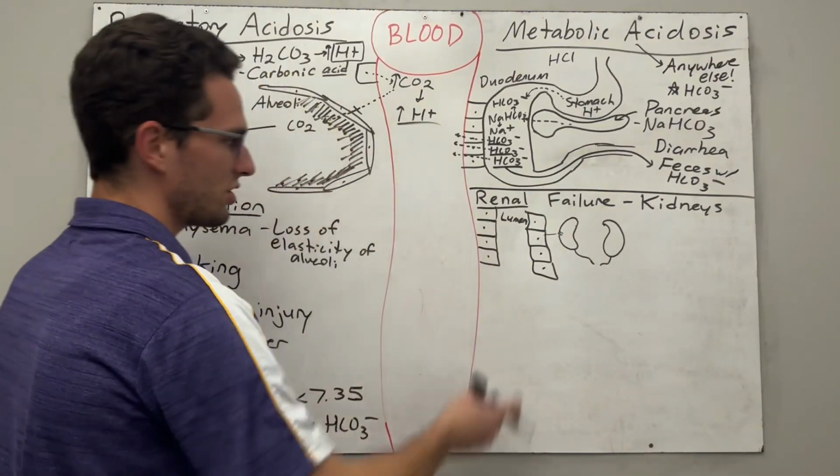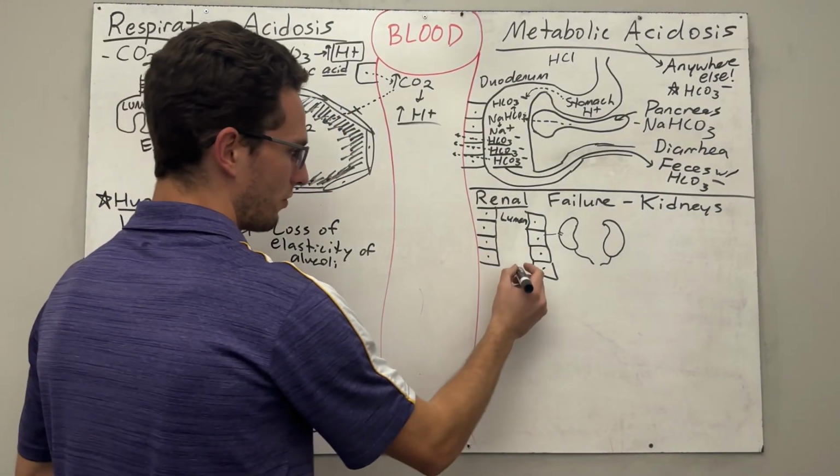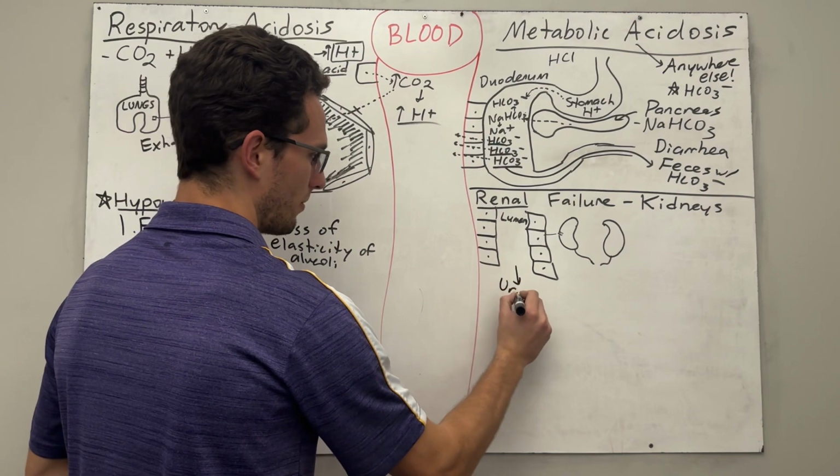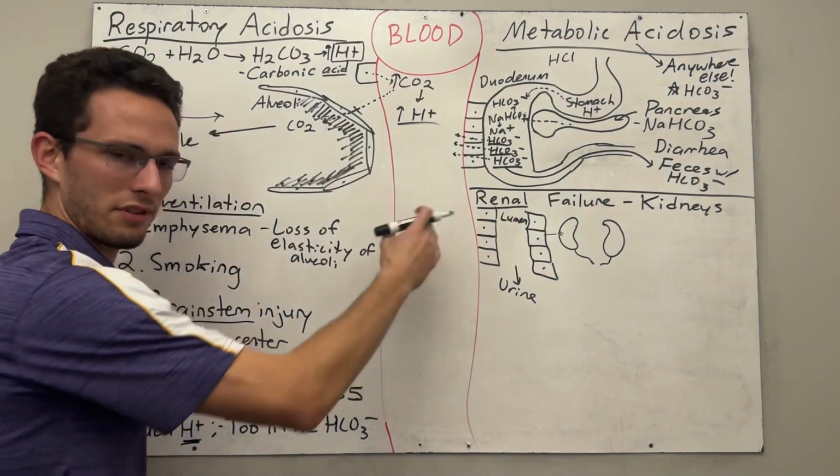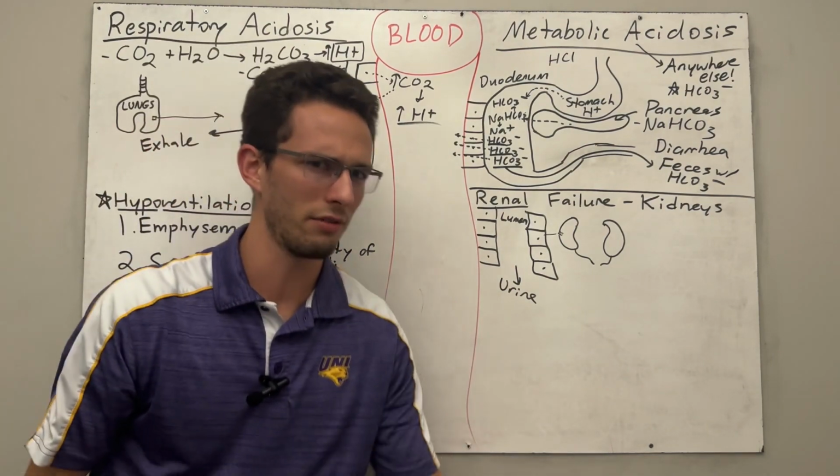So the goal of the kidneys is to filter out stuff that will eventually end up as urine, and then bring back good things into the blood. That's what a filter does, right? It keeps the good and gets rid of the bad.